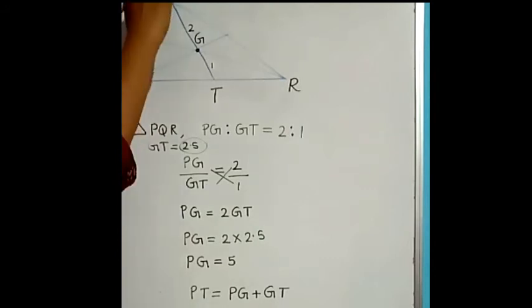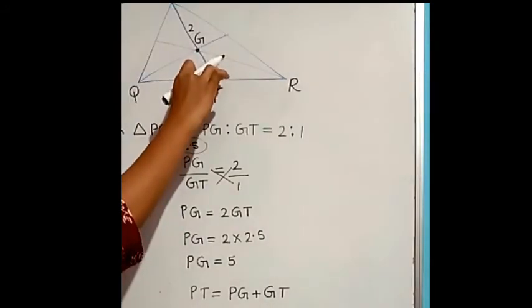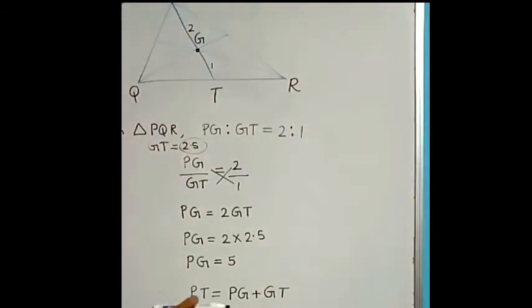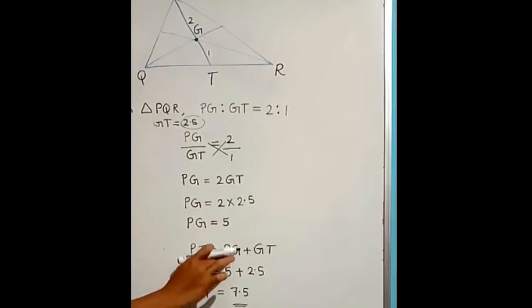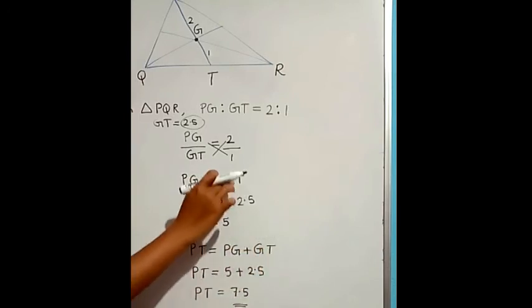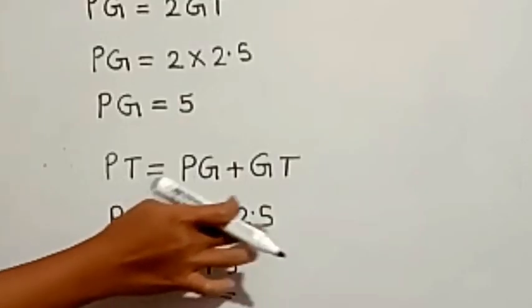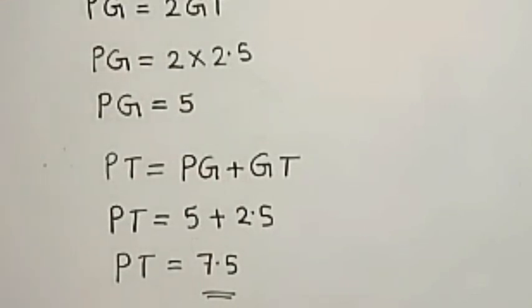Now we have to find the total distance of the median, that is PT. PT is equal to, we can write, PG plus GT. So PG is 5 plus GT is 2.5. 5 plus 2.5 is 7.5. So the length of median PT is 7.5.